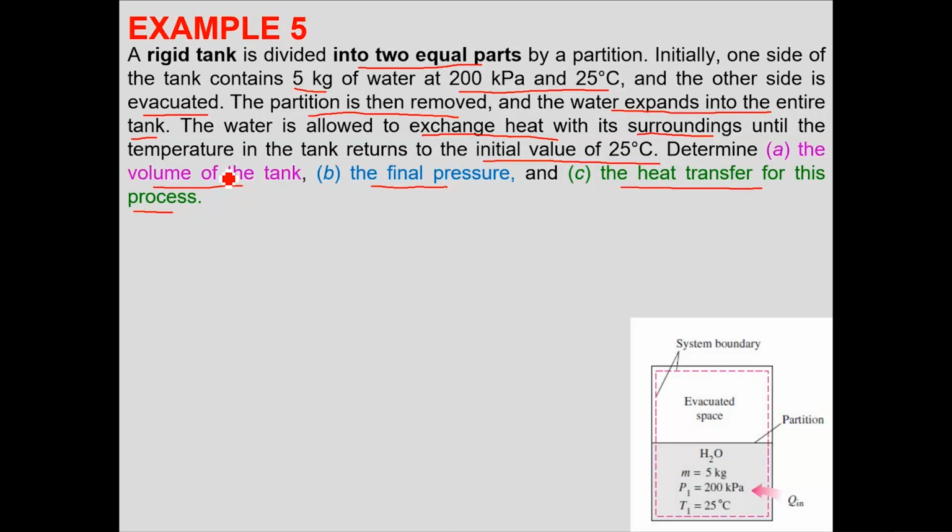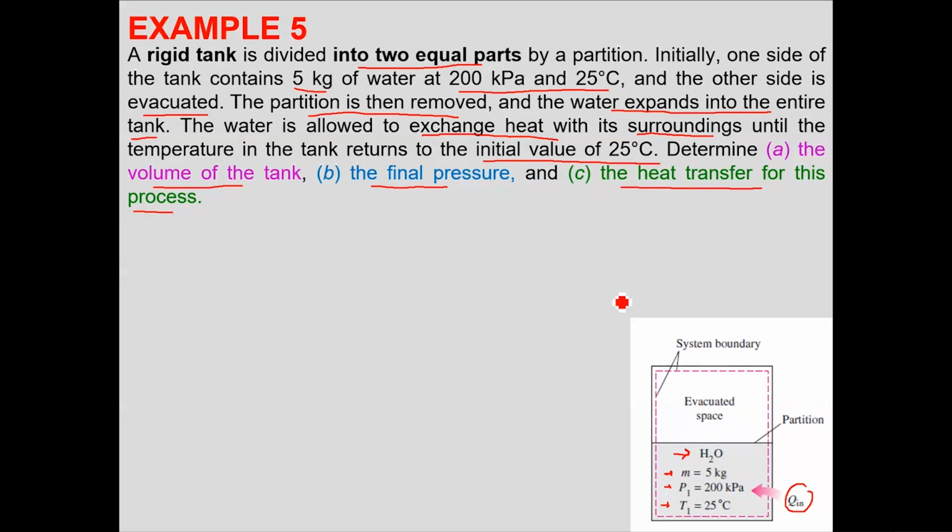You have this tank with you which contains water. Mass is 5 kg, pressure and temperature are given to you. Once the partition is removed, the heat transfer takes place, and at the final state, your volume and your temperature remain. This is the information given to you. The first thing is that you have to determine the final volume.